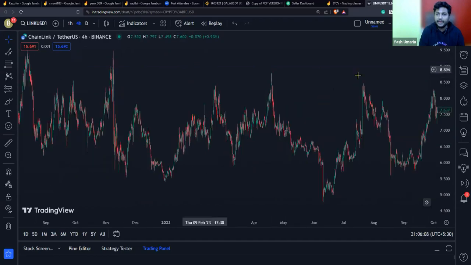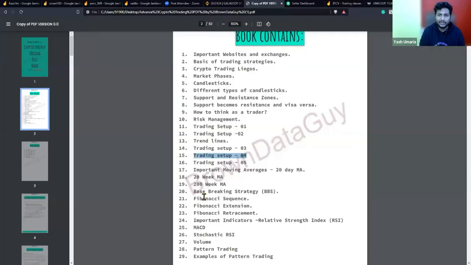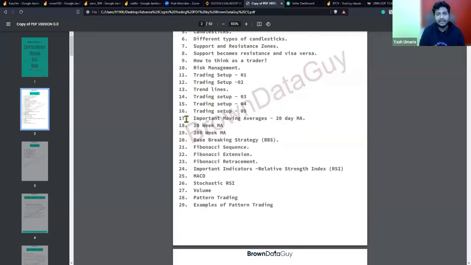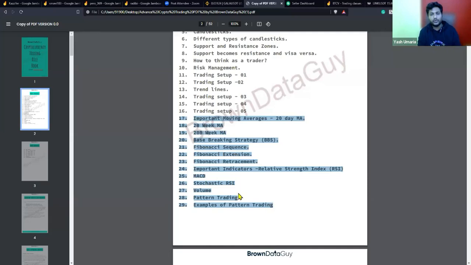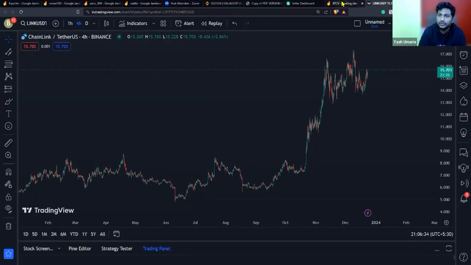Great. Now we will talk about indicators. From now onwards, you can say we have entered into the intermediate part. All these topics from point 17 to 28, almost 29, are intermediate. Now things will become a little bit more complex, and I will try my level best to explain it as simply as possible.